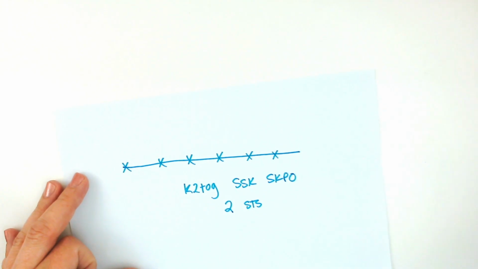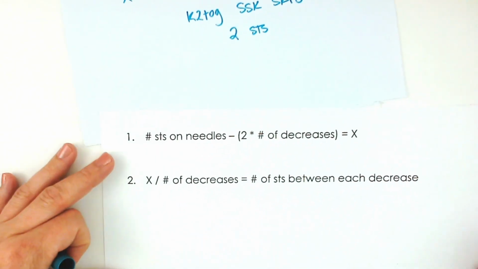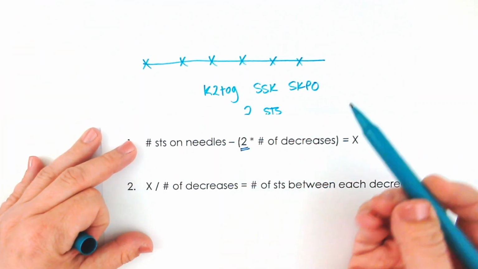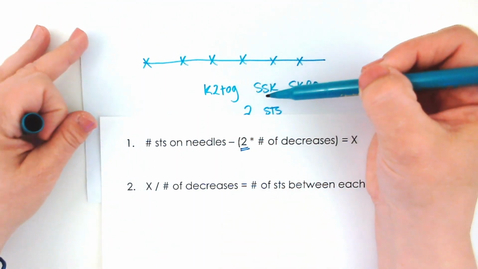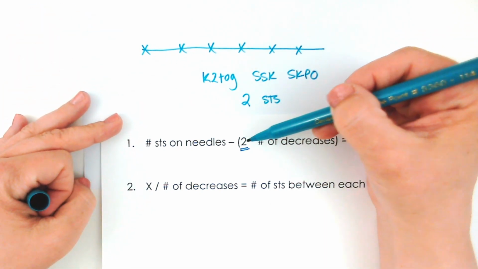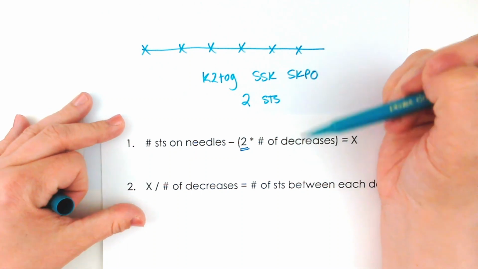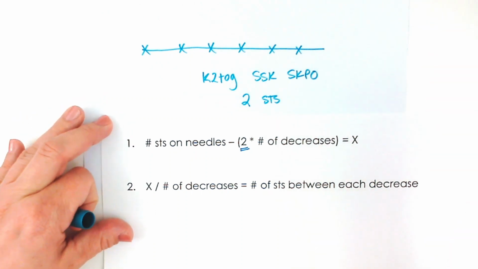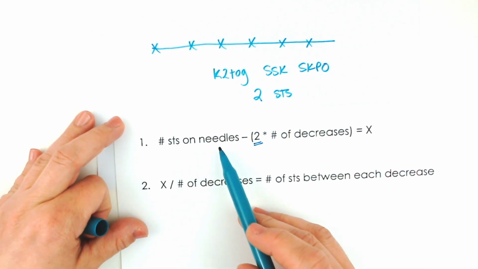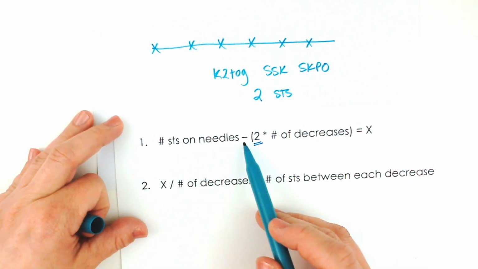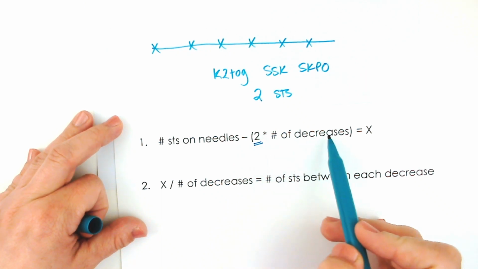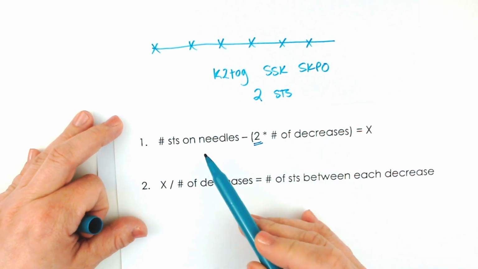So in our equation, this number 2 here refers to the number of stitches that are used in each decrease. That's what that number 2 here in the equation represents. So let's start with an easy example. We're going to take the total number of stitches on our needles and subtract 2 times the number of decreases that we intend to do from that number.